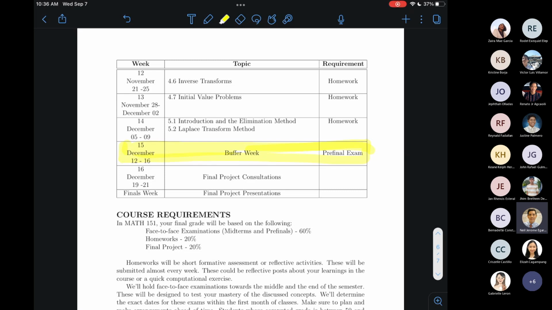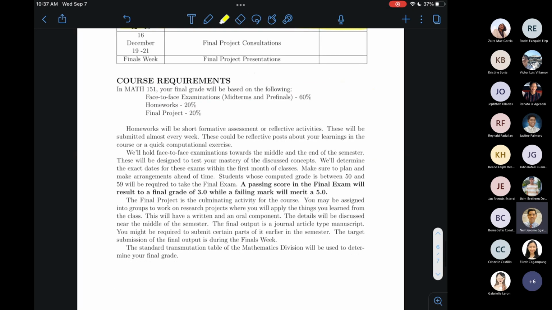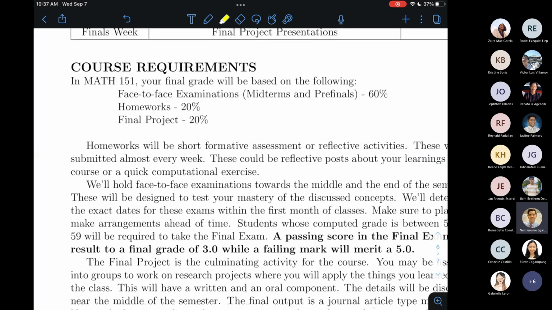Yes, so that would be your exams. Pero otherwise, homeworks lang naman yung gagawin natin and then final project. The final project would be submitted online din naman. More about the final project later probably. So yeah. Okay. Ito yung course requirements, paano ko computein yung grade.